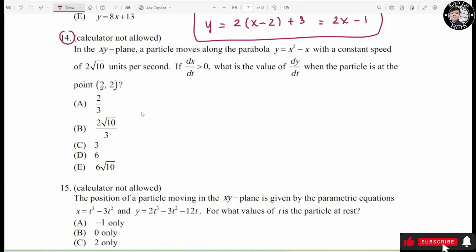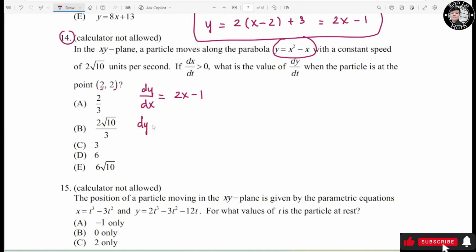Alright, so we have dy divided by dx by taking the derivative of this one, right? So it's going to be 2x minus 1. Now we're going to divide the top and bottom by dt, right?